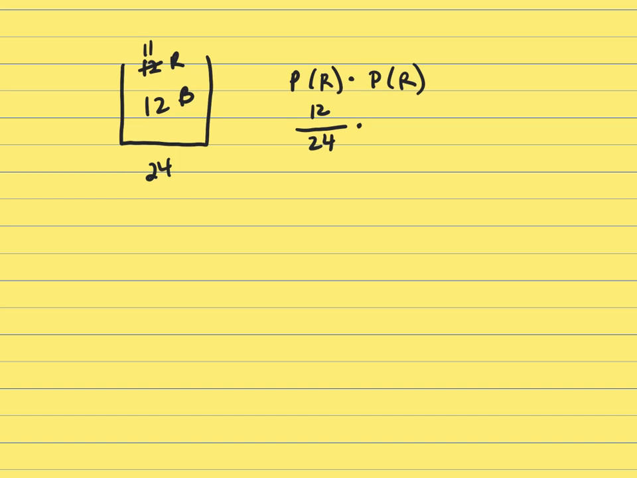So what's the probability on that second draw? It's red. It's going to be 11 over how many balls are in there? 23. And then reduce. 12 are going to 12 once. 12 are going to 24 twice. And then 1 times 11 is 11.